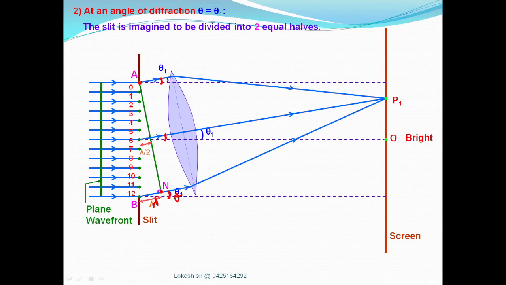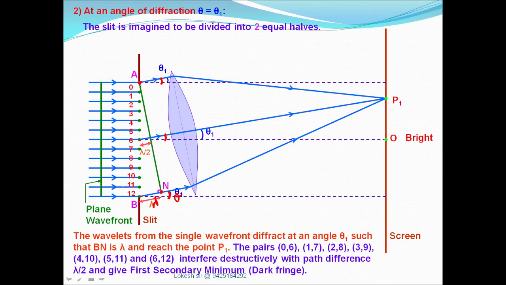It means the sixth wavelet will suffer a path difference of lambda by 2. Yes or no? The sixth wave will suffer a path difference of lambda by 2. Clear or not clear? It means from here to here it is a path difference of lambda by 2, and again from 6 to 12, a path difference of lambda by 2. Clear or not clear?